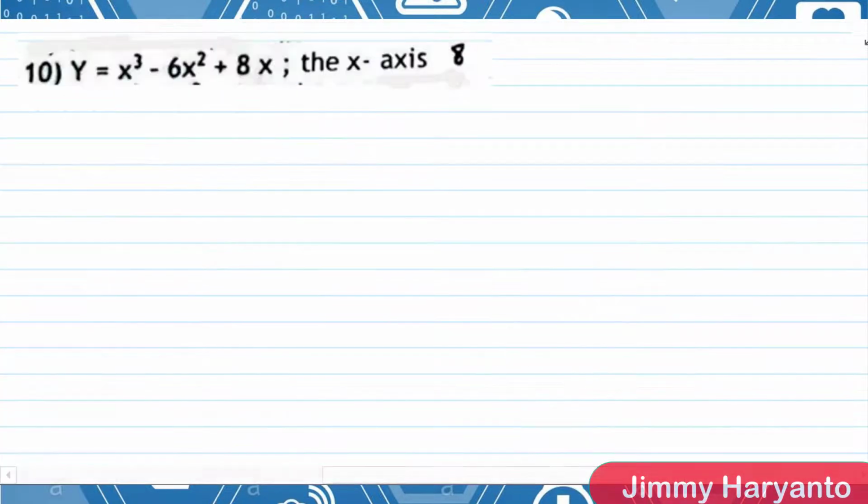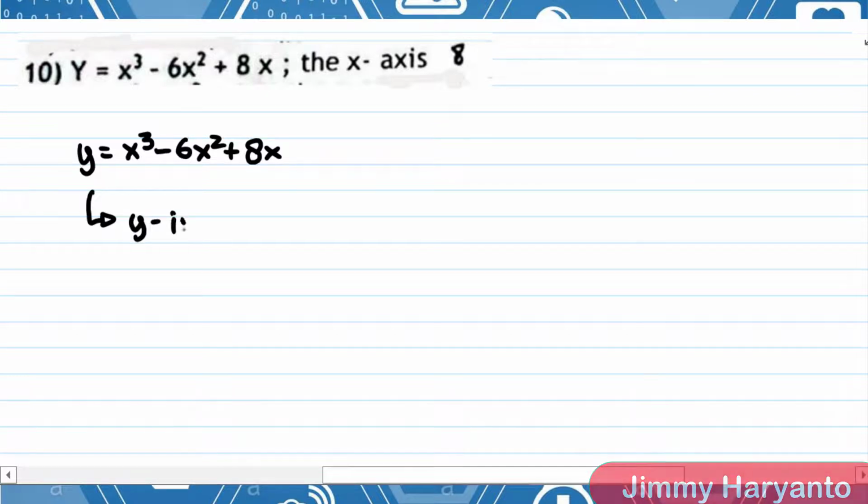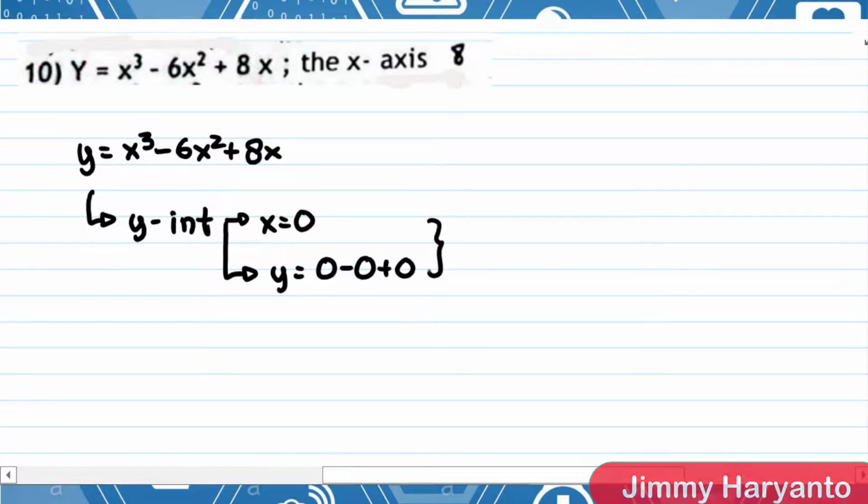Okay, next, number 10. For number 10 it's a little bit difficult because we have a polynomial function. So we have to factorize it later using Horner. So y equals x to the power of 3 minus 6x squared plus 8x. Oh, we don't have to use Horner for this one, because we can factorize it easily. So first is the y-intercept. For the y-intercept, you will have to put x equals 0 into the expression. So you will have 0, 0 as the y-intercept.